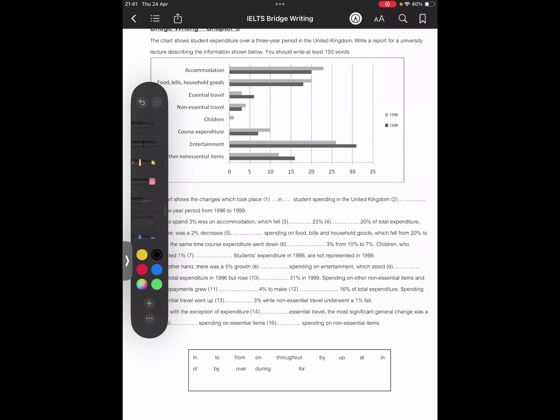about 22 or $23 was spent on accommodation. So that's what it means. Okay, so if they spent $100 in year 1996, about 22 went to accommodation. All right, so that's what it means.